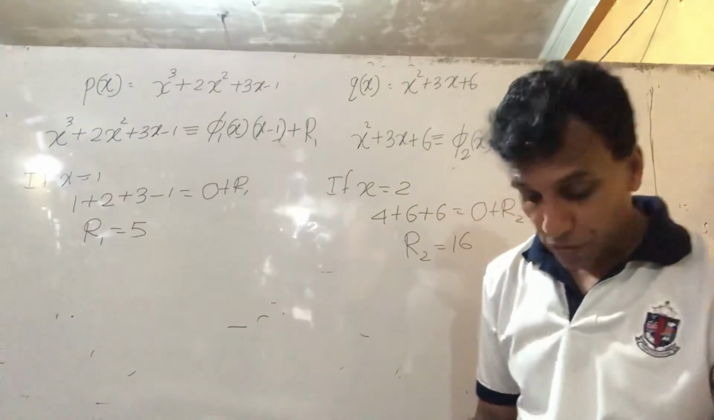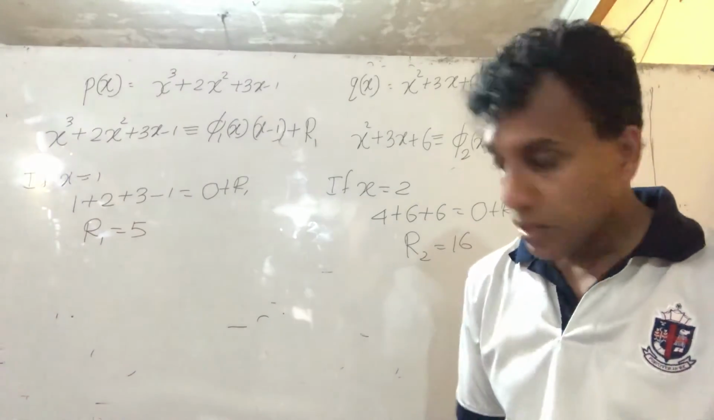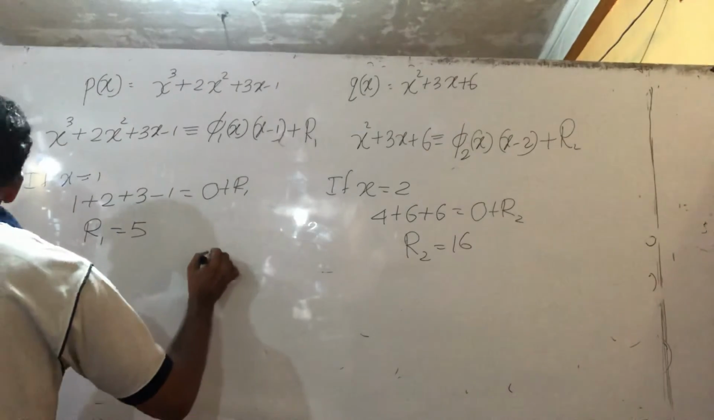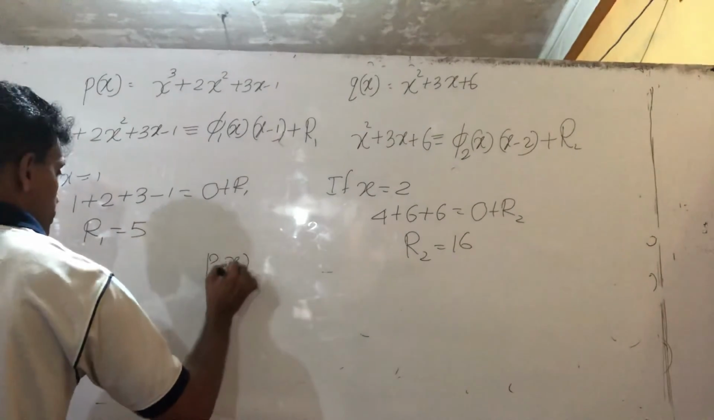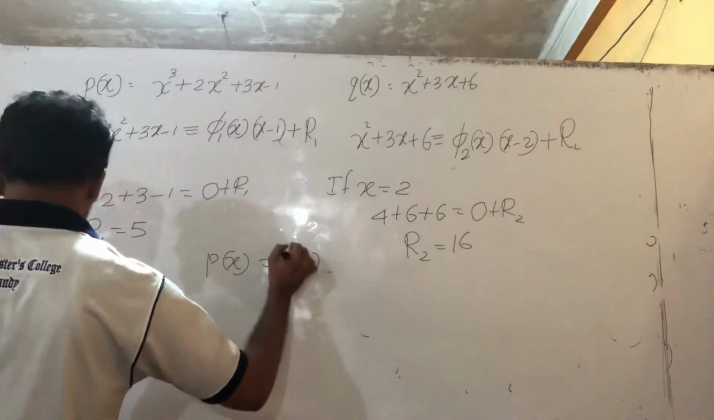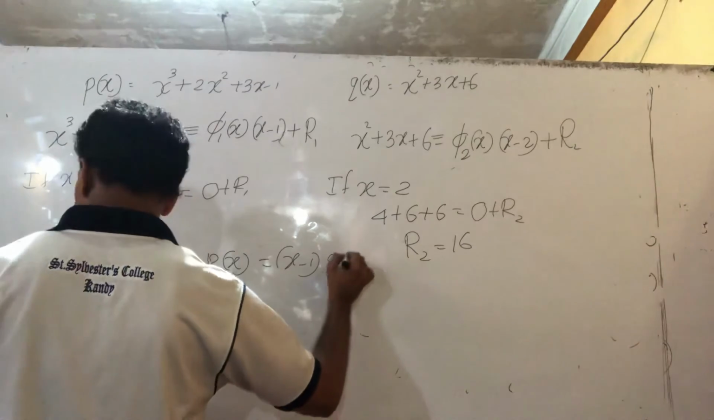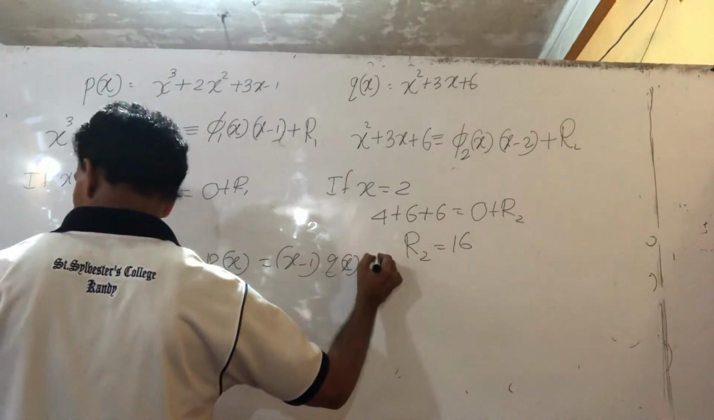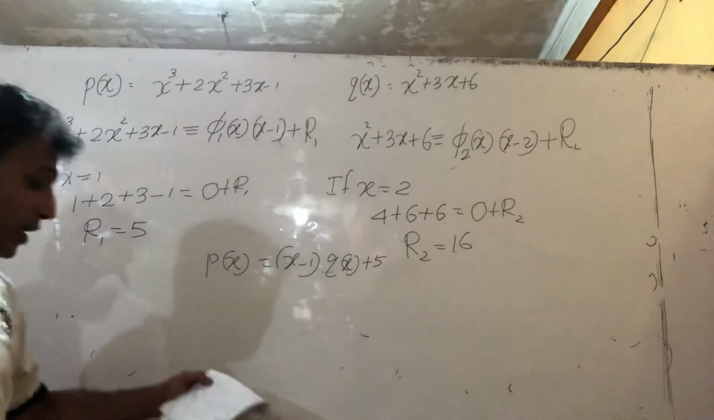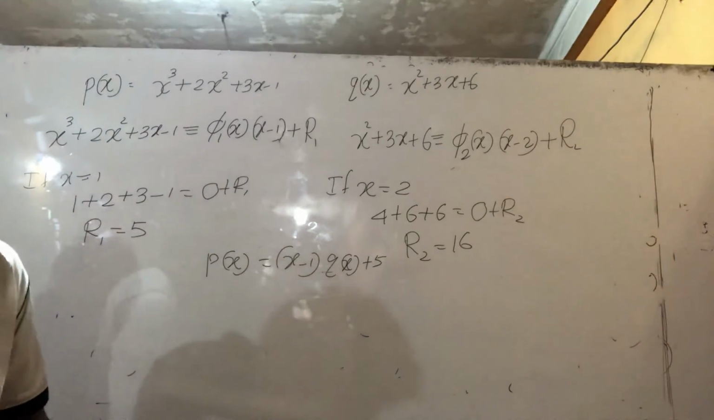See the next part. Verify that, given a new polynomial pattern. Verify that p(x) equals (x minus 1) into q(x) plus 5, and find the remainder when p(x) is divided by another quadratic polynomial.